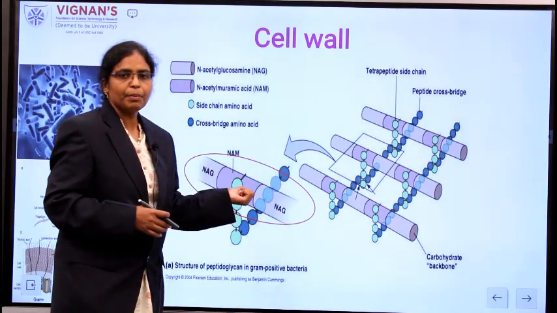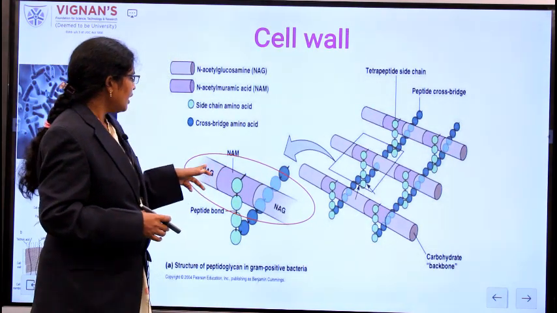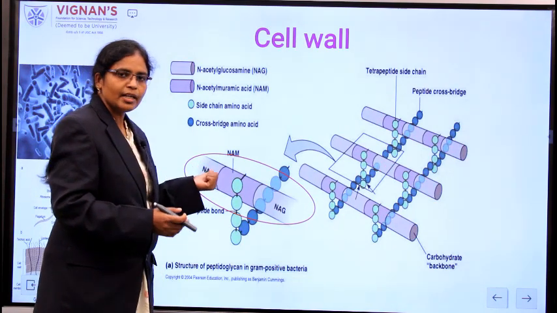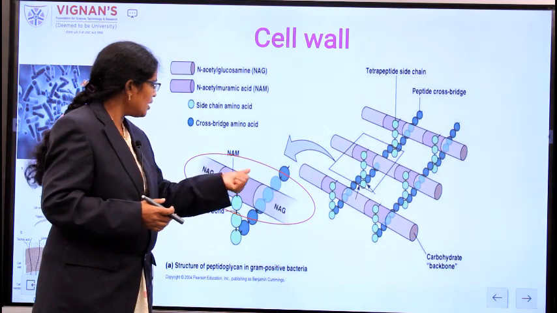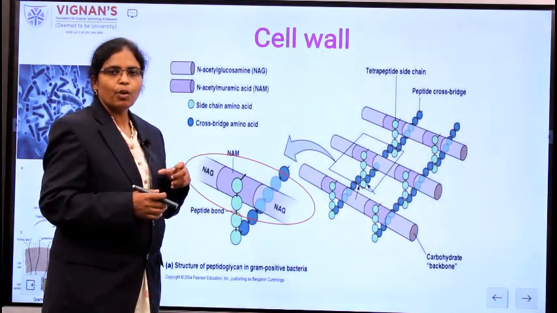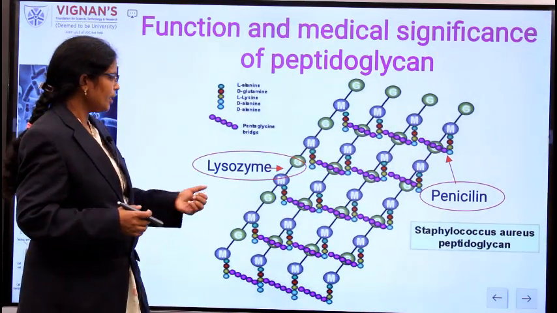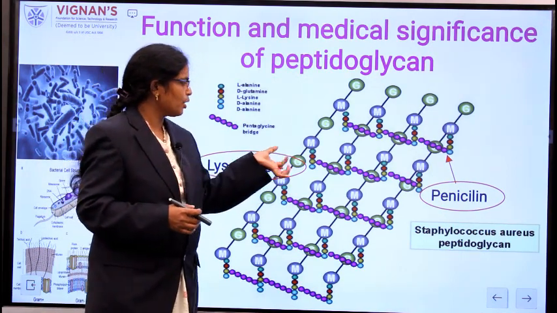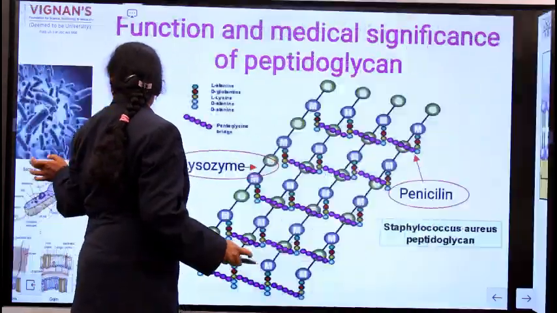Here you can observe the peptidoglycan structure and what it contains. The peptidoglycan structure contains NAG and NAM. What are these? NAG means N-acetyl glucosamine and NAM means N-acetyl muramic acid. This structure is very important for medical significance. If you observe here, the peptidoglycan structure is made up of these sugar molecules, and this enzyme is lysozyme.